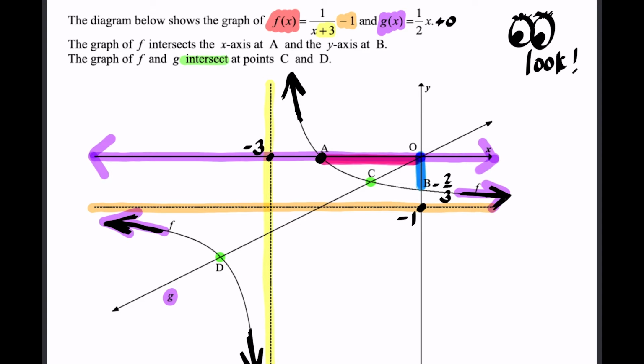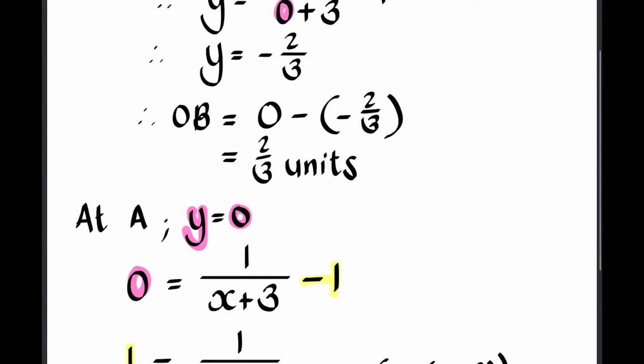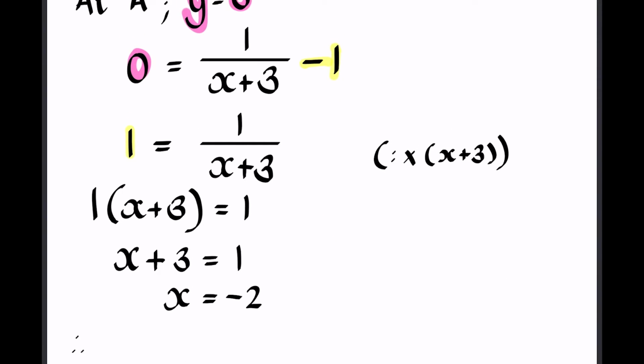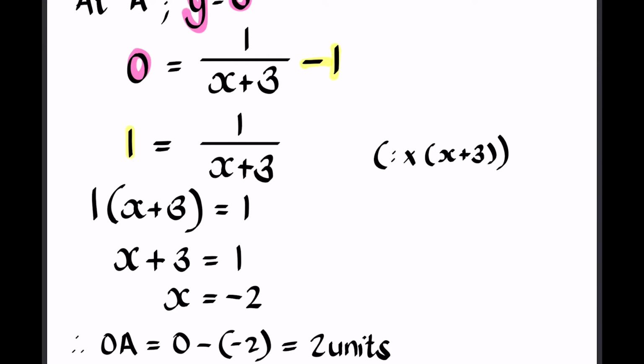So this coordinate here of A is negative 2. However, it's a length. Therefore, OA is equal to x right minus x left. X right is 0 minus x left, which is minus 2. 0 minus minus 2 is 0 plus 2. So OA is 2 units.